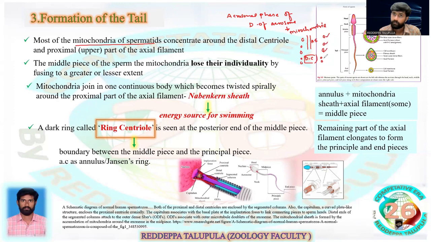See, it is the mitochondria. They form an assembly around the DC and AF, that means axial filament, the extremely proximal part of the axial filament. Now see, the tail is the mixture of middle piece plus principal piece plus end piece. I will show the picture. One minute.